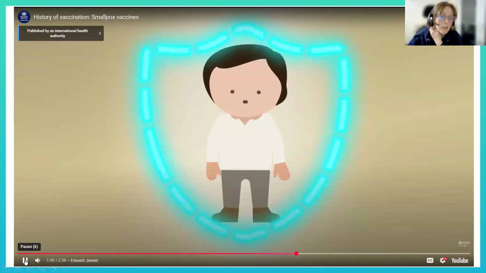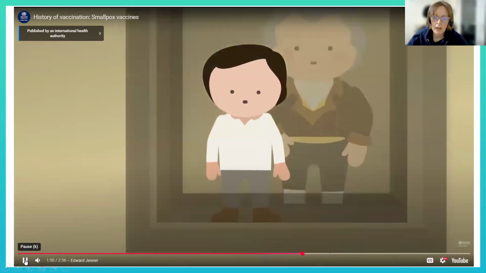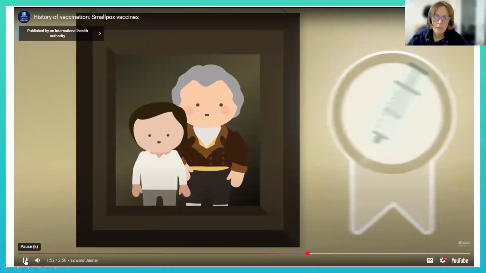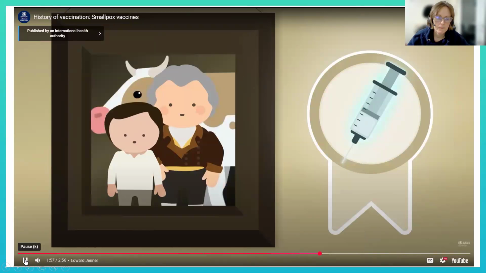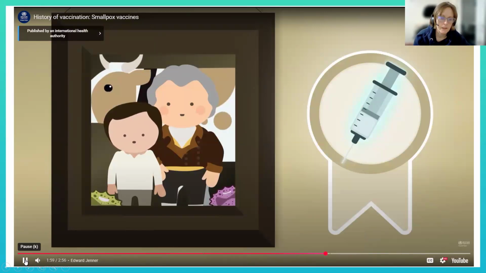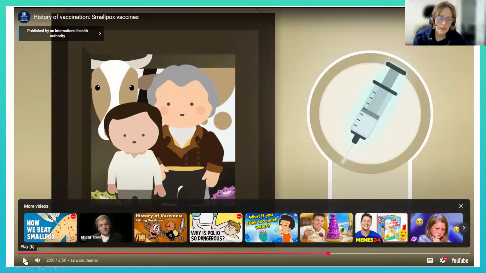And he was protected, thankfully, from his cowpox vaccination. And that's a nice little fact for you there. The word vaccination comes from the Latin word for cow, which was thought up by Edward Jenner, who thought nothing of infecting small, poor children with deadly diseases.